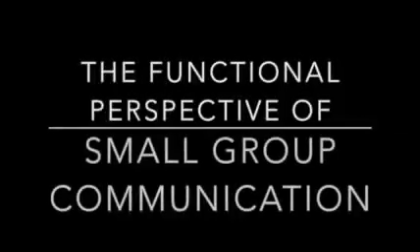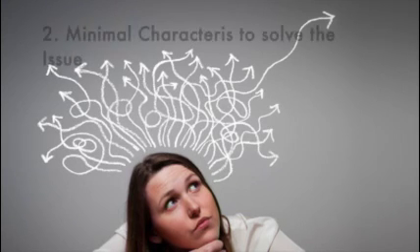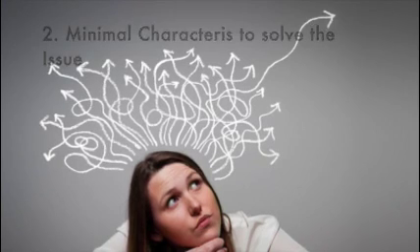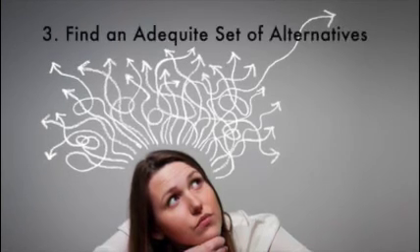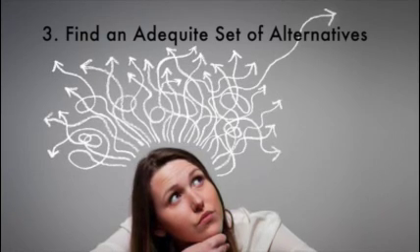There are 5 functions needed to make an informed choice in small groups, which is part of the functional perspective of small group communication as stated by Salazar and Hirokawa. The first function is identifying the nature of the issue. The second function is the minimal characteristics required of the alternative needed to resolve the issue. The third function requires group members to identify an appropriate and adequate set of alternatives.